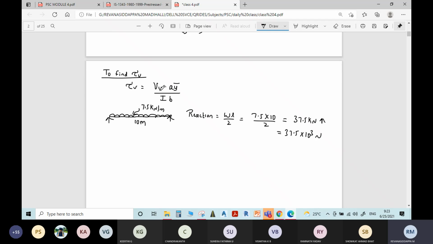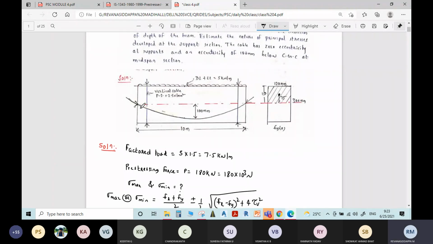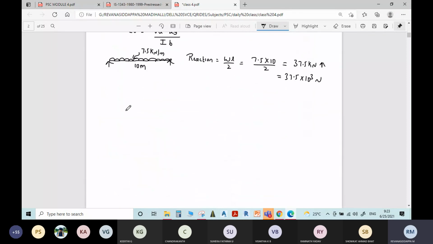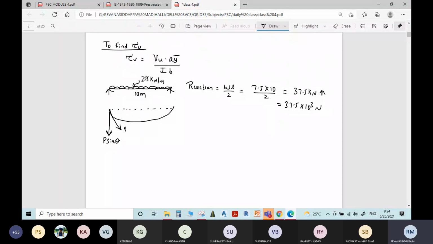Now you want to calculate the shear force at the support section. This shear force is calculated as the reaction minus the vertical component of the pre-stress. Here we have the parabolic cable. I'll write a small diagram here. We need to calculate P sin theta. So the total shear force at the support is the combination of the reaction due to the external load and the vertical component of the pre-stressing force, P sin theta.